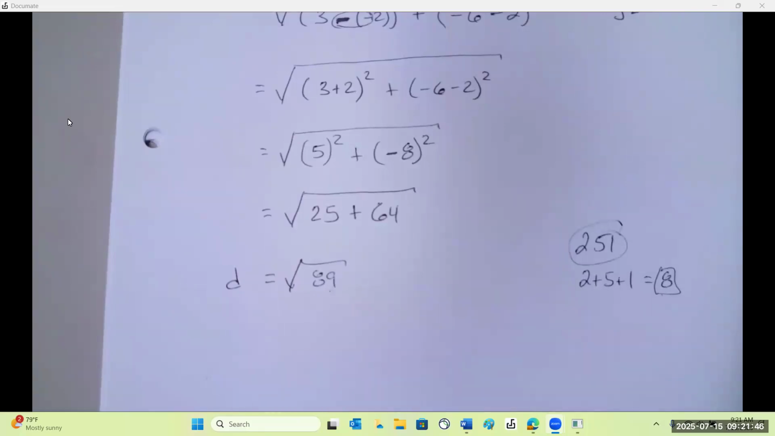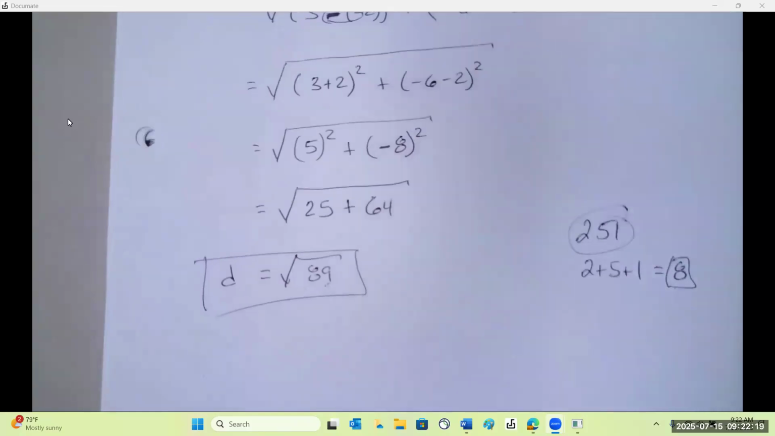Is it divisible by 4? To be divisible by 4, is it divisible by 2 twice? No. Is it divisible by 5? Is the last number 0 or 5? No. Is it divisible by 6? Divisible by both 2 and 3? No. By 7? No. 8? No. Same reasons, all those. So it's a prime number. This is our answer. So the distance is, so in other words, what I'm getting to is if you can simplify. So there's the distance between point A and point B.